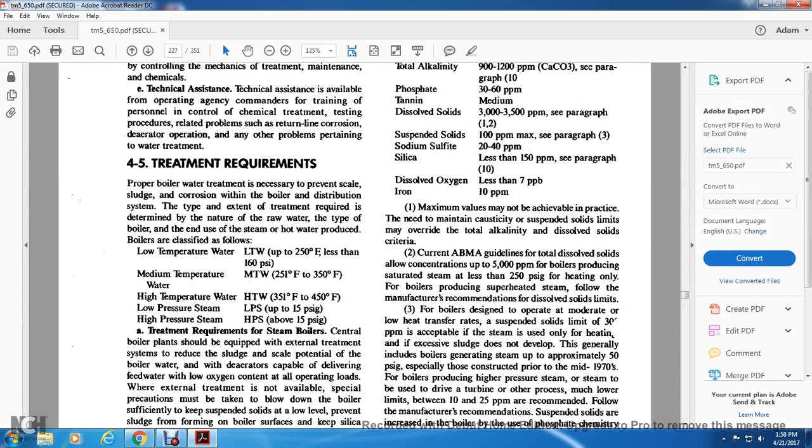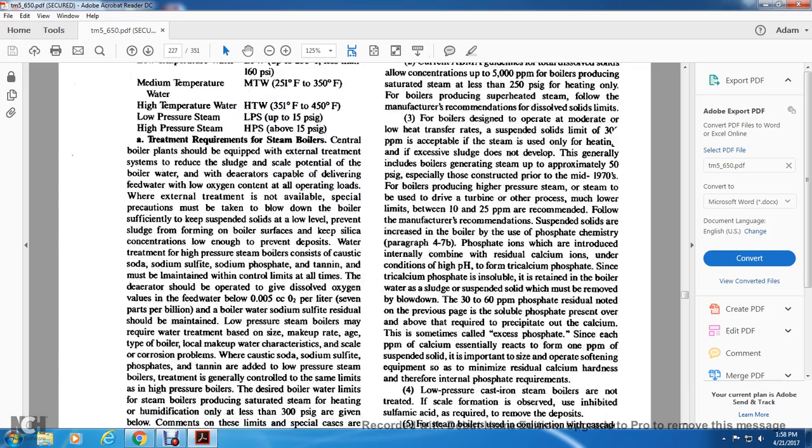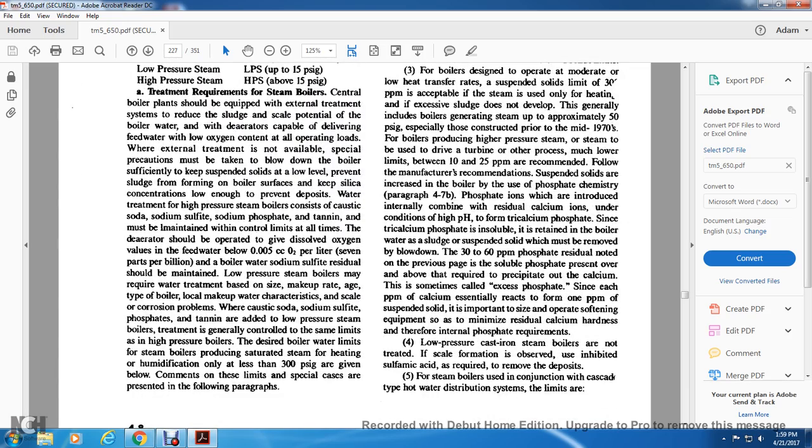4.5. Water treatment requirements. Proper water treatment is necessary to prevent scale, sludge, and corrosion in the boiler water distribution system. The type and extent of the treatment required are determined by the nature of the raw water, the type of the boiler, and the use of steam or hot water produced. Boilers are classified as low temperature water, medium temperature water, high temperature water, low pressure steam, and high pressure steam. Treatment requirements for steam boilers: central boiler plants should be equipped with external treatment systems to reduce the sludge and scale potential of the boiler water.